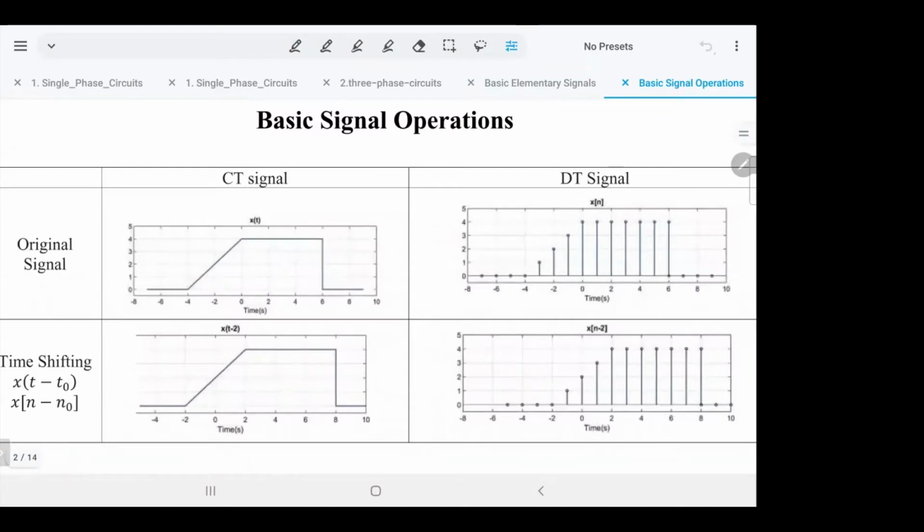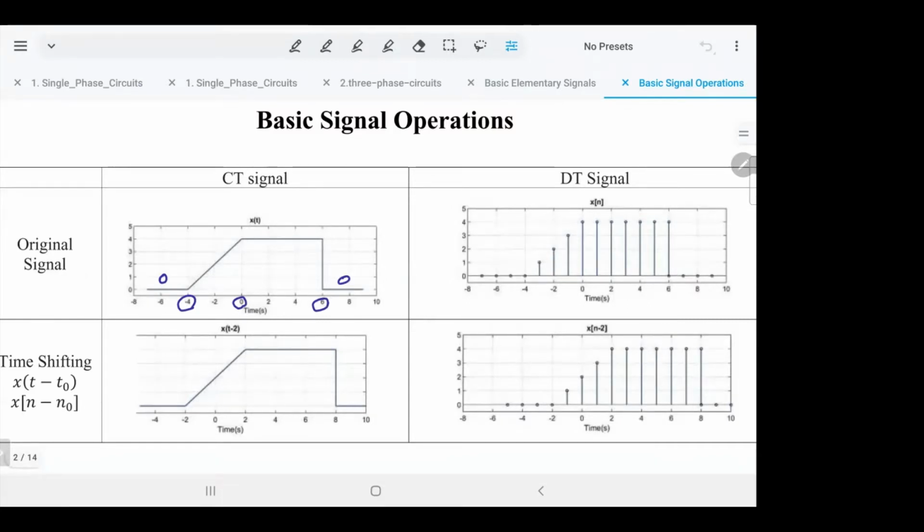X of t is defined as -4 at t = -4. Before that, any time less than -4, the value will be equal to 0. And at t equals 6, any time greater than 6, the value will be equal to 0 for the function. From -4 to 0, it's gradually increasing up to 4, so the slope is equal to 1. And then constant at 4. That's the basic original signal.